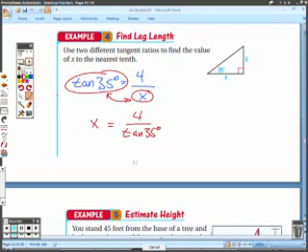Okay, so put that in the calculator. 4 divided by tangent of 35. 5.7. 5.7 is your answer. Hey, that's an old song. Okay, when you are ready, let's turn the page and apply it to a pine tree.